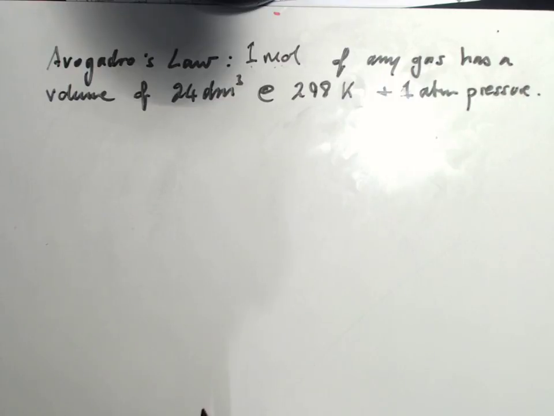Now please don't get Avogadro's law mixed up with Avogadro's constant, which is the number of particles in 1 mole of anything, at 6.02 times 10 to the 23. They are kind of related, but they're different from the context that we're going to use here. So what does this mean then?